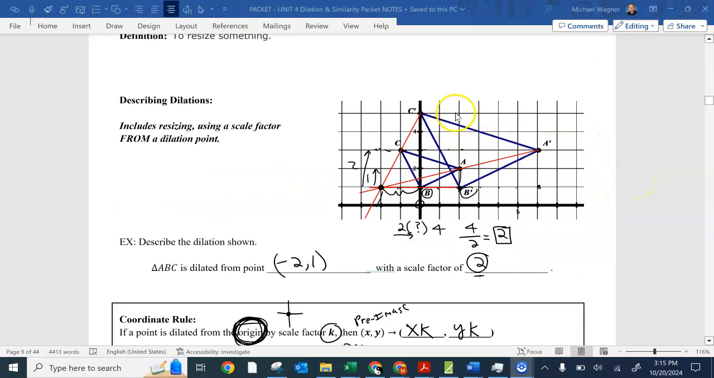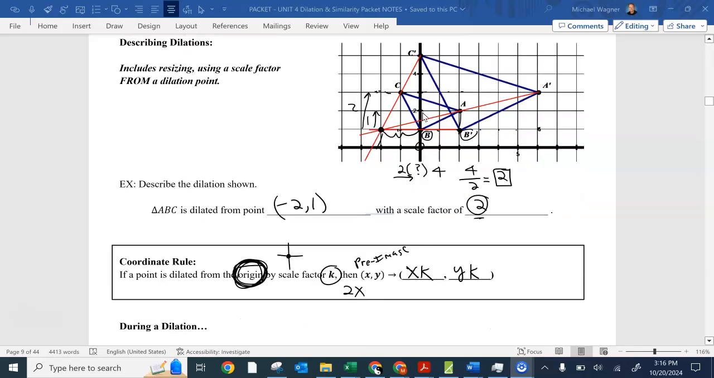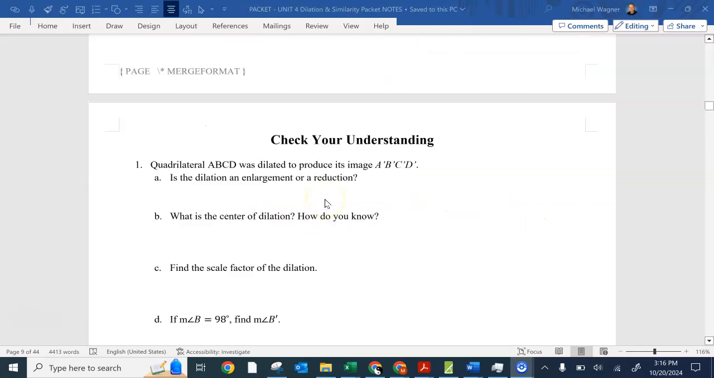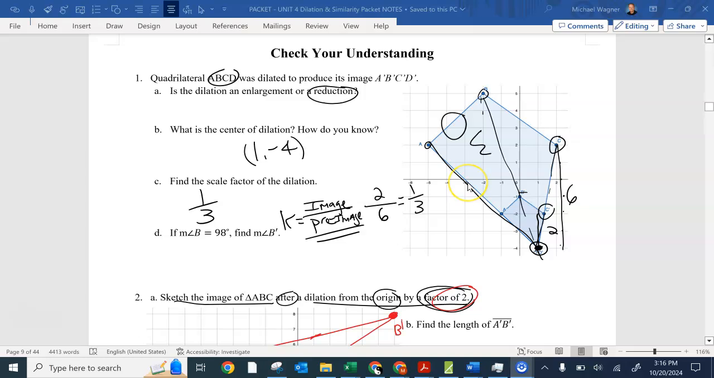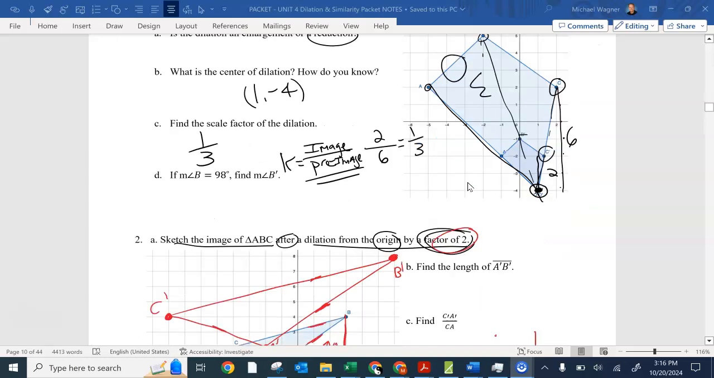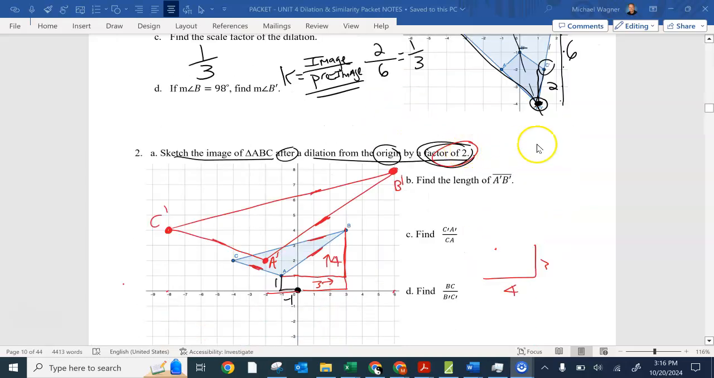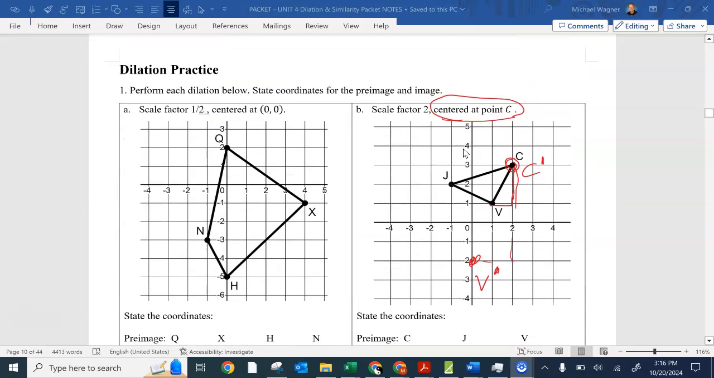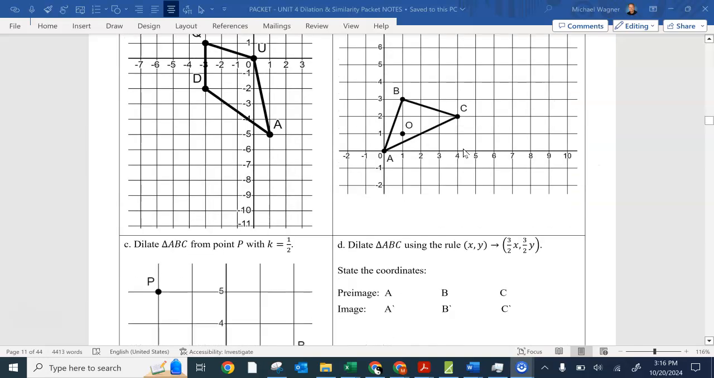So we learned last time how to identify where the beginning dilation point is, and how to go from a pre-image to an image, as well as identify the rule if it's from the origin. Then we did the next page, where we checked our understanding and answered some of these questions. We were able to sketch an image knowing that it started from the origin by a factor of 2. And then the assignment for that day was to do the practice on the next 2 pages.